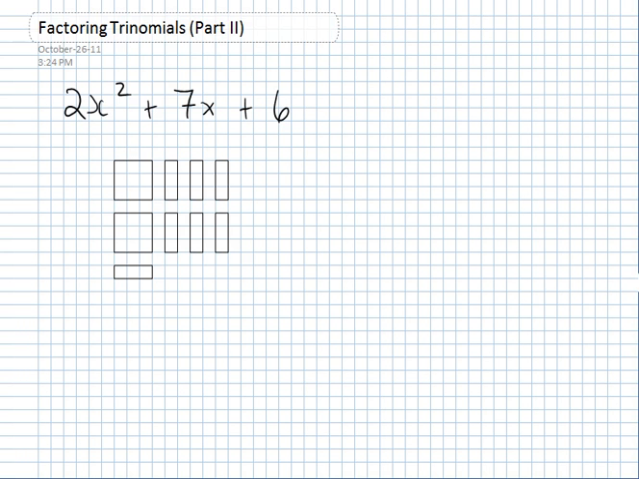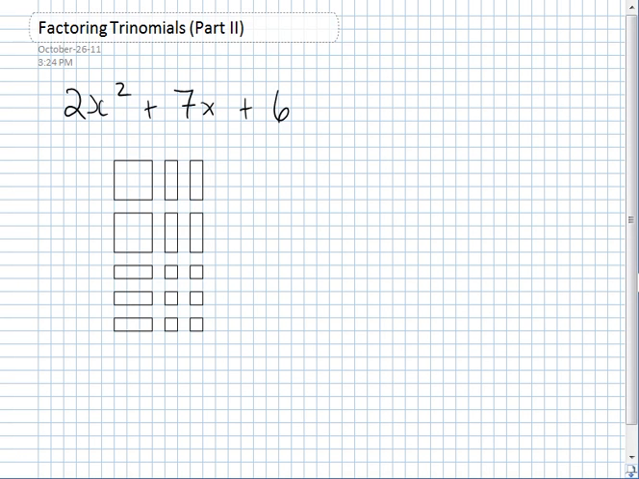So I get to here, and I realize that I can't finish this because if I put my three squares, there's only three. I need to have six. So I have a bit of an issue. I have the right number of x squareds and x's, but it doesn't work this way. So I need to change things around a little bit. So let me quickly show you how I can do that. A little bit of trial and error here.